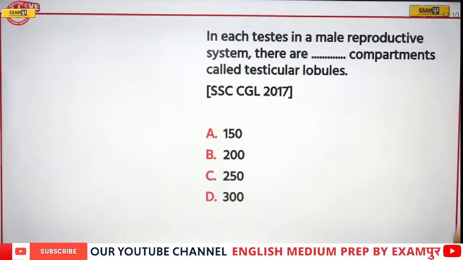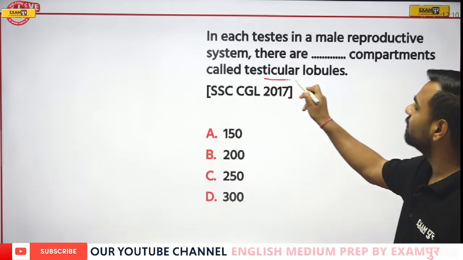Next, in each testes in a male reproductive system, there are dash compartments called testicular lobules.